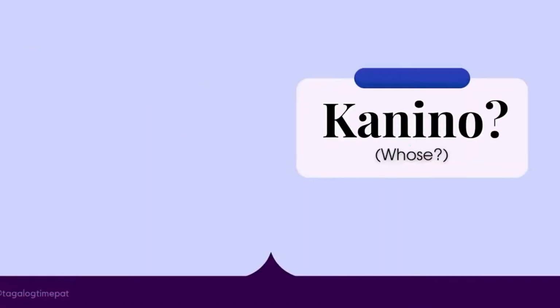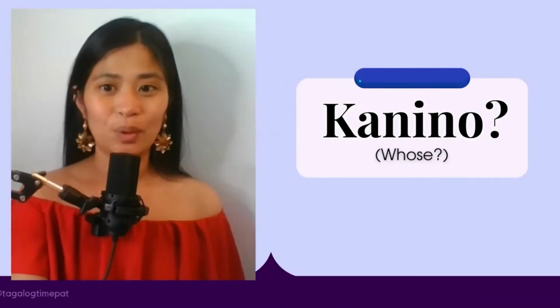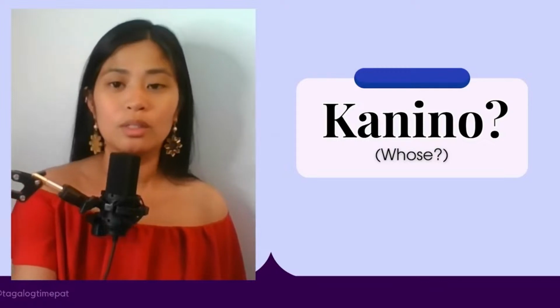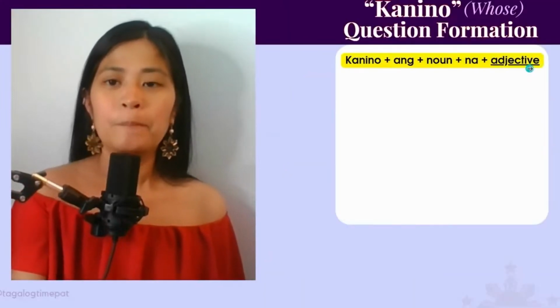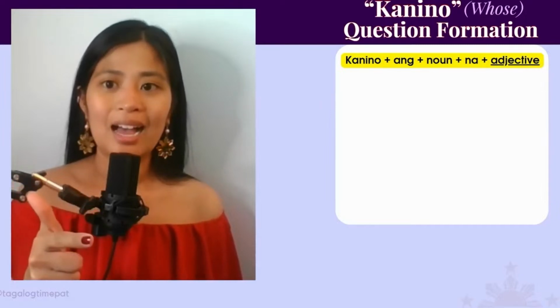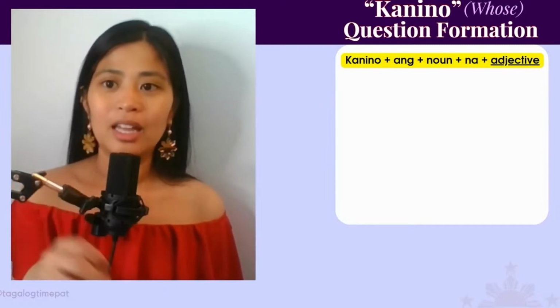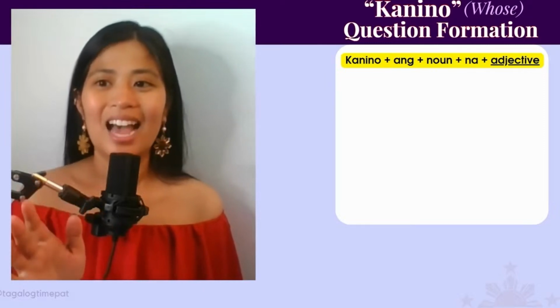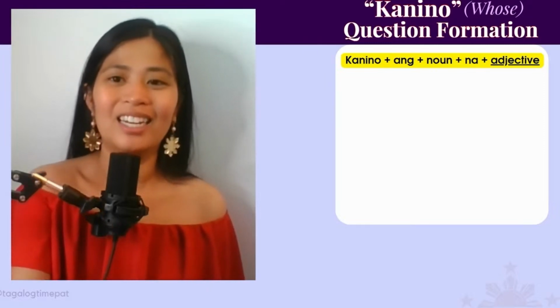All right, the next question word that we are going to learn is kanino. Kanino means whose. It could be used like this: kanino, then the word ang, then the noun, then na, and then an adjective. I know that's a lot. Let's take a look at it in action.